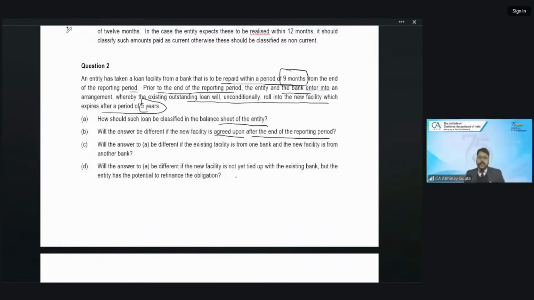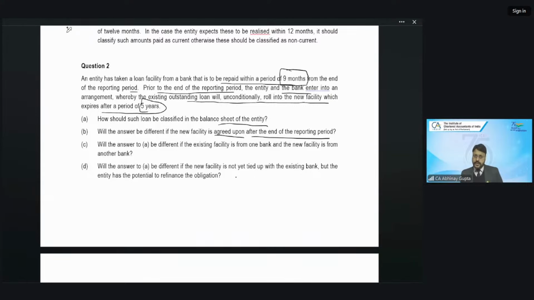So you mean to say if the rollover is concluded on or before the year end date, which is assumed to be 31st March, then it will be non-current because the rollover has already been effective on the year end date. But in case the rollover has not yet been finalized and agreed upon after the 31st March, say on 1st of April, then because on the year end date the rollover was not in place, it would be current. That's what your answer is.